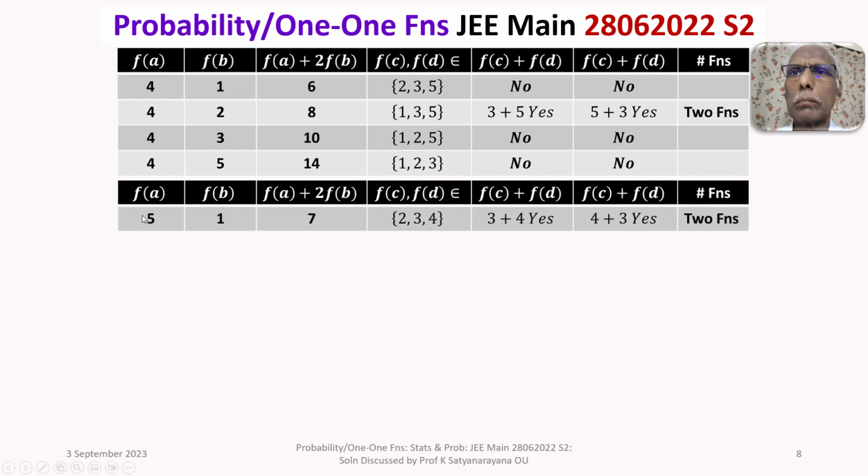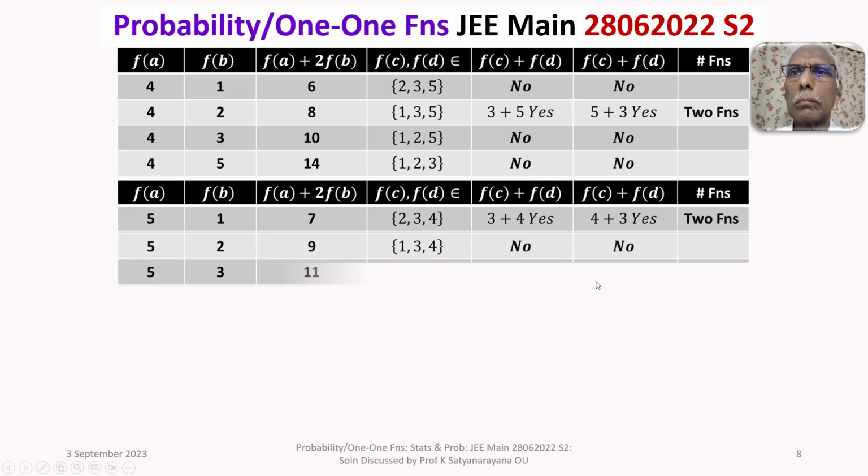F of A is equal to 5, F of B is 1, then F of A plus 2 times F of B is 7, then F of C, F of D belongs to 2, 3, 4, and 7 can be written as 3 plus 4 or 4 plus 3. So you will get two functions that qualify.